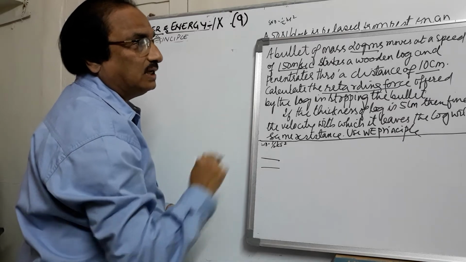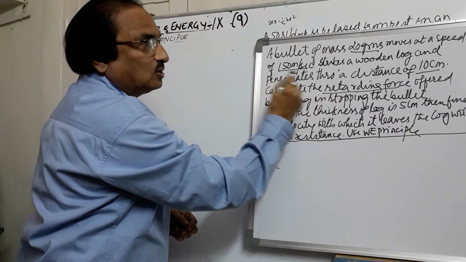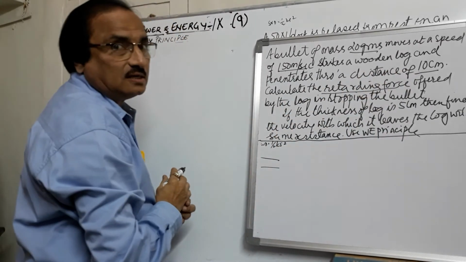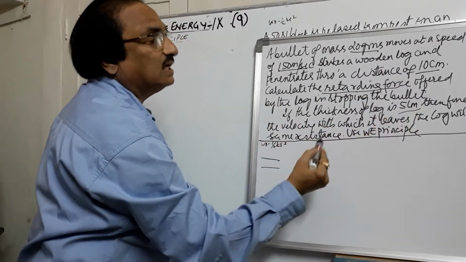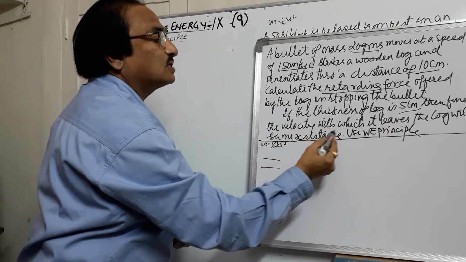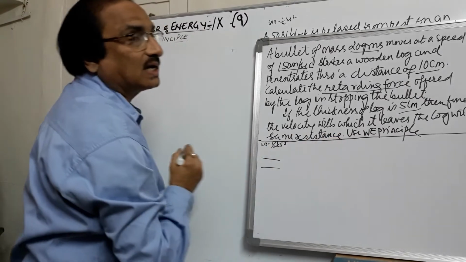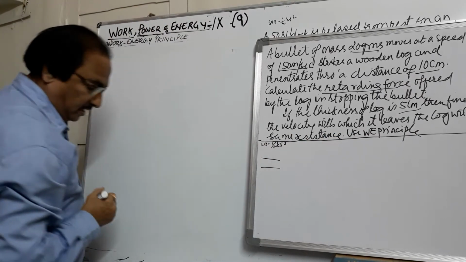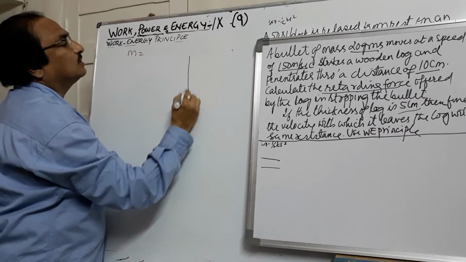So here a bullet is fired moving with a velocity. It will move into the wooden log for a distance of 10 centimeters. Further it says if the thickness of the log is 5 centimeters, then find the velocity with which it leaves the log with the same resistance. Use work energy principle. Now here the problem is it has got a bullet. Suppose this is a wooden log.